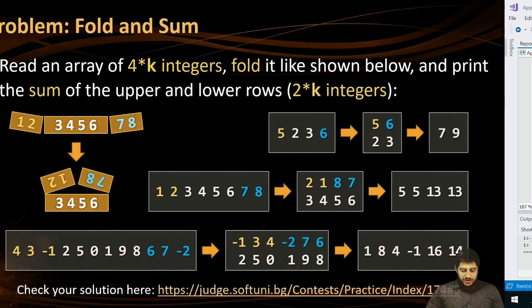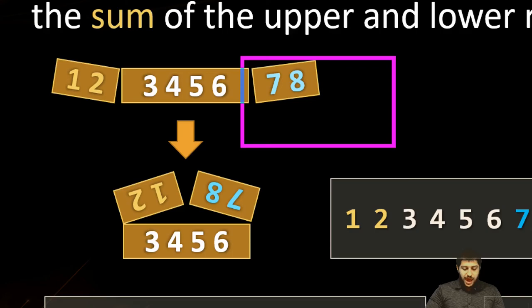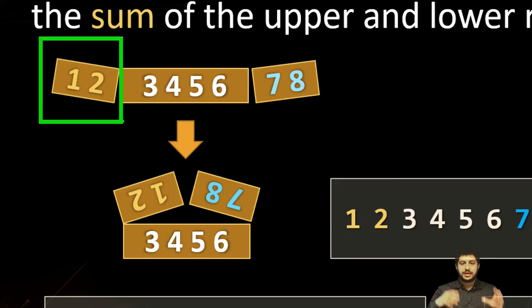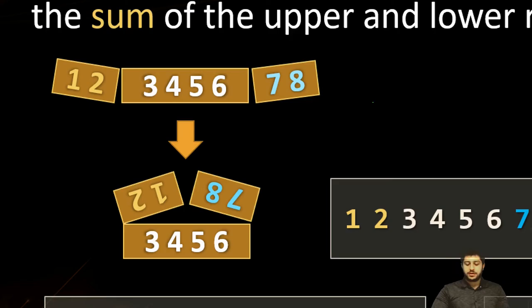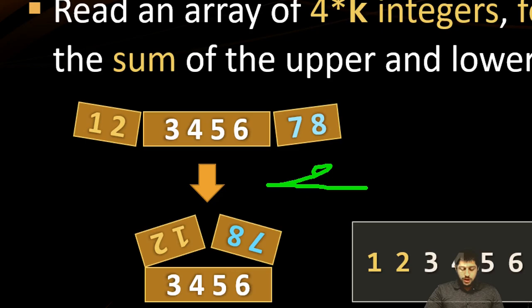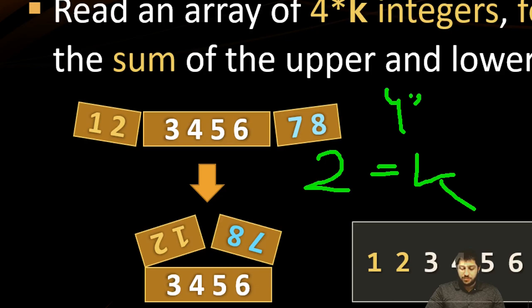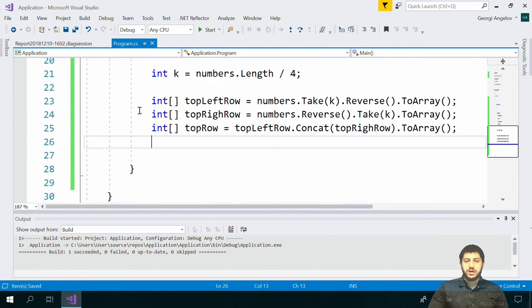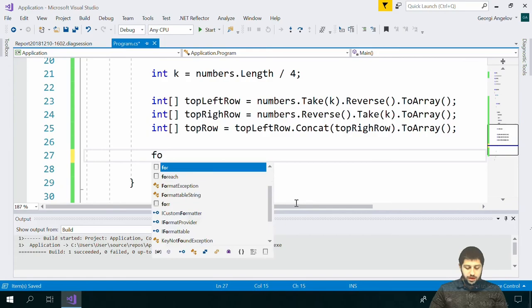Basically, what happens now is we take the first, you can see here we have 2, 4, 6, 8. And the number that we fold is k over 2. Why? Because we fold 2, 4, and the count is 8. So 8 over 4 is equal to 2, and this means that k is equal to 2. We have 4 times k, which is 8. This is the total count. 8 divided by 4, we get the little pieces here, the number of elements that we need to fold and concat.